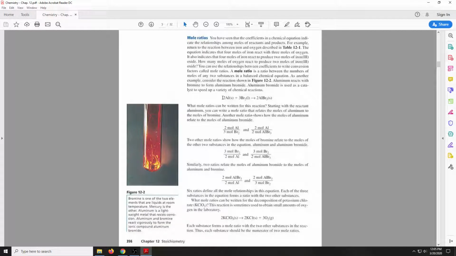We can also compare, if we have 2 moles of aluminum, how many moles of aluminum bromide do we have? Well, we have 2. That's what that says, right? So we can just put 2 aluminums over 2 aluminum bromides.